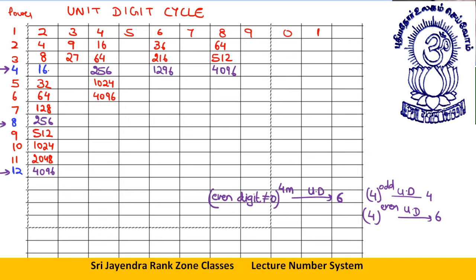One thing done. Now let's come to the odd part. Okay, see, if I take the powers of 3, what do I get? 3 raised to power 1 is 3, 3 raised to power 2 is 9, 3 raised to power 3 is 27, 3 raised to power 4 is 81. Then again 3 raised to power 5 is 243, 3 raised to power 6 is 729, 3 raised to power 7 is 2187, 3 raised to power 8 is 6561. Let me write this in a different color.